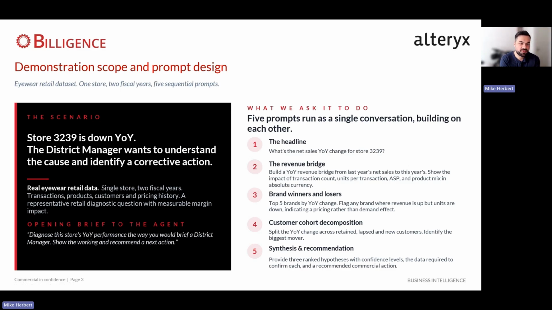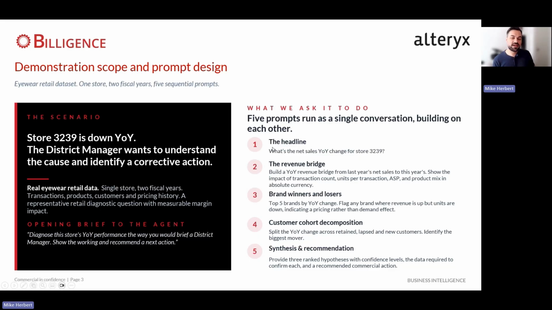So for the demonstration scope and prompt design, what we're looking at is a particular store that is down year on year, and the district manager wants to understand the cause to identify the corrective action. So we're looking at real eyewear retail data. We're looking at a single store for 2 fiscal years. We're looking across transaction, product, customer, and pricing history data. Long term, this is what we're going to be looking at, but you'll see for the demo, we're looking at just a subset of that for the revenue bridge. And what we want is a representative retail diagnostic question with measurable margin impact.